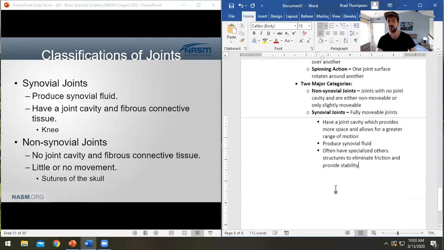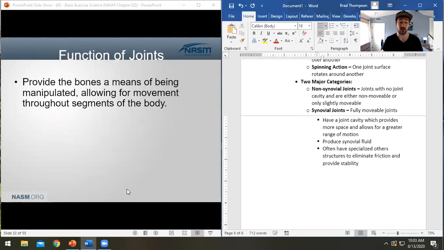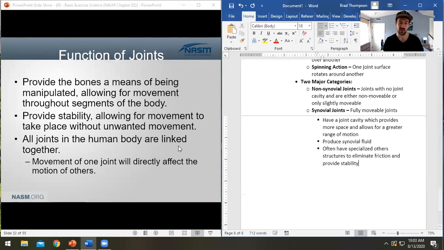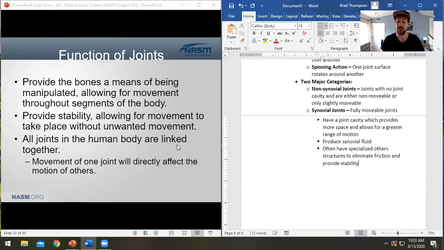So in your synovial joints, you're often going to see that they have a joint cavity. There's a lot of space in there. And women are going to have more space in their joints than men in certain cases. That's why women tend to be more flexible than men in a lot of different areas. There's actually more space there.